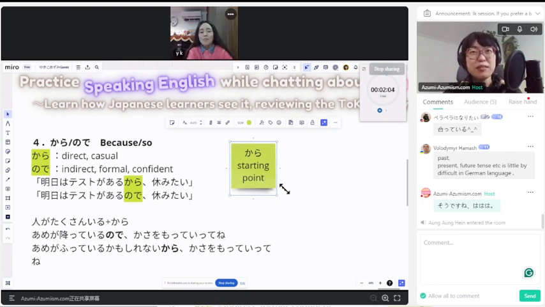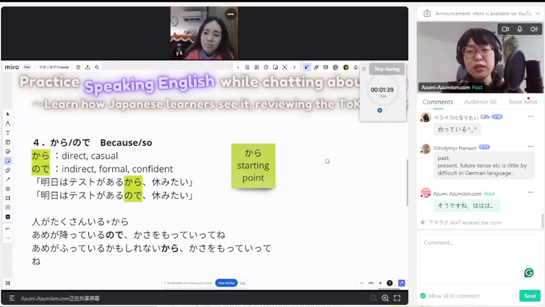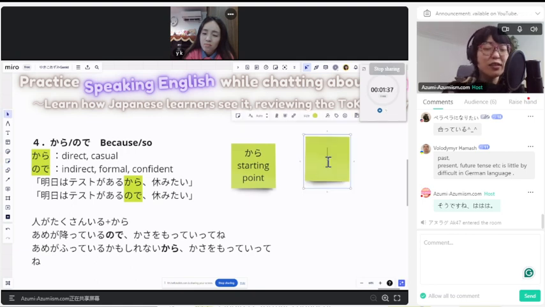Okay, one more thing we have to mention about Andy-san's argument. Andy said, if you are not confident, you are not supposed to use kara. And Yukiko clearly disagrees with it. And what I think is that it's just one grammar point you cannot use together. It boils down to here. That's all.